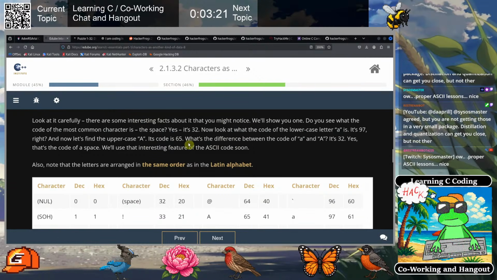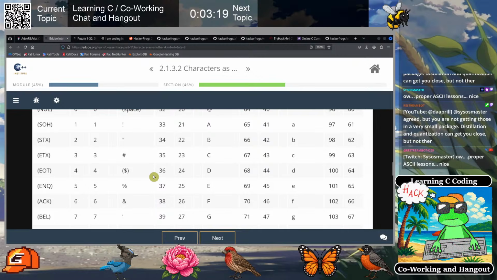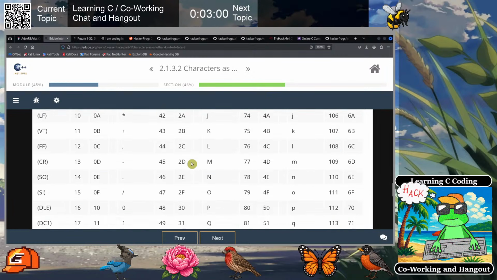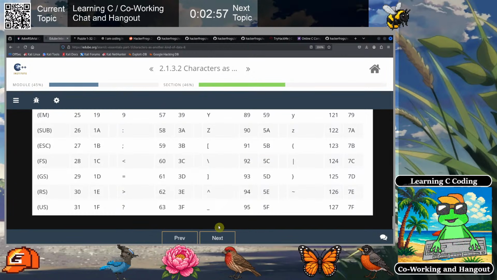Okay, so they're talking about lowercase a and uppercase A. So lowercase a is 97 and uppercase A is 65. So the difference between those is 32. I guess the difference between lowercase b and uppercase B is also 32. Yeah, okay, and all the other ones. Okay, we'll move on.